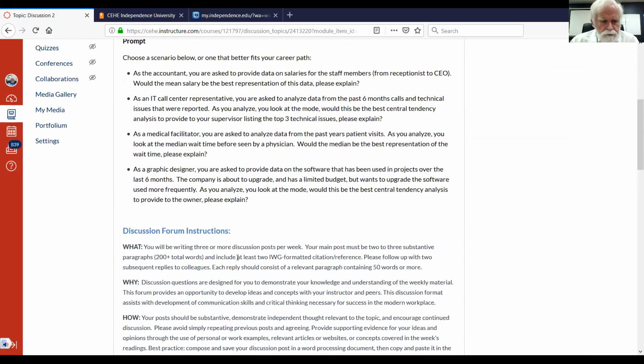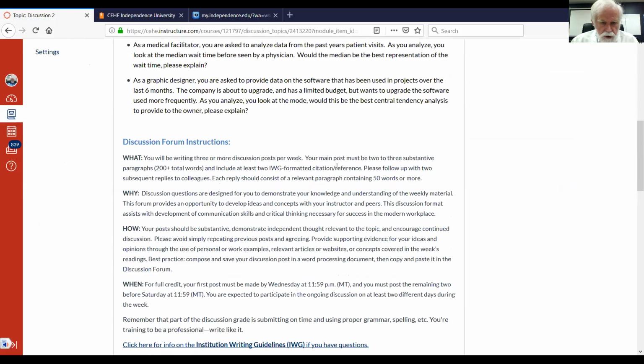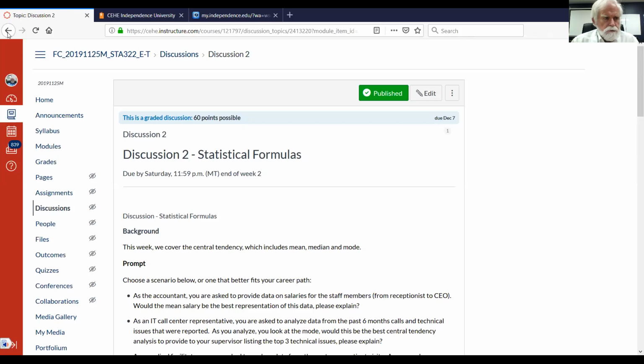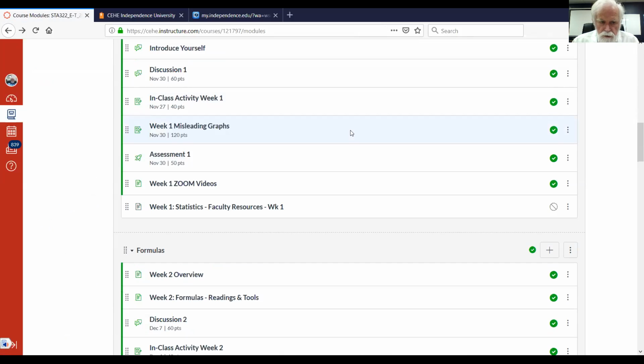This is a 300 level course, so 200 plus words and at least two references properly cited in text. You can start looking at some of the material in the assignment. I'd wait on the assessment for later. So that's as much as we're going to do tonight.